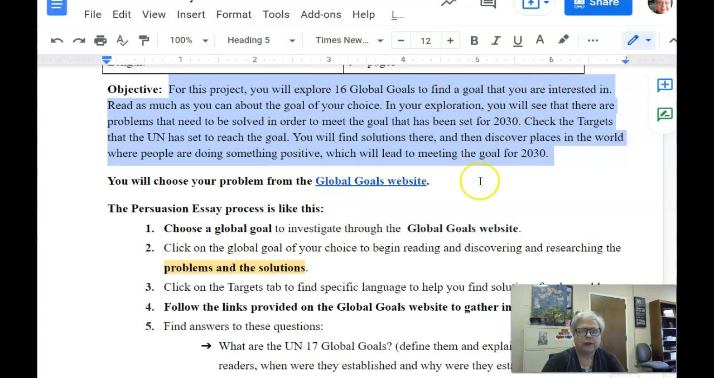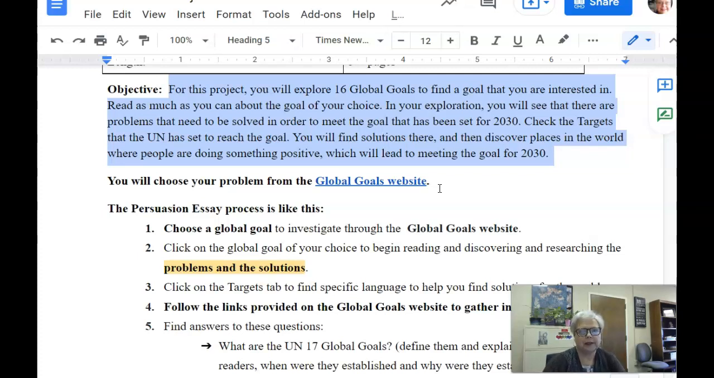And you're going to find a goal that you're interested in. Surely one of those goals you'll be interested in. Read as much as you can about the goal of your choice, and in your exploration, you will see that there are problems that need to be solved in order to meet the goal that has been set for 2030. Check the targets that the UN has set to reach the goal. You will find solutions there, and then discover places in the world where people are doing something positive, which will lead to meeting the goal for 2030.